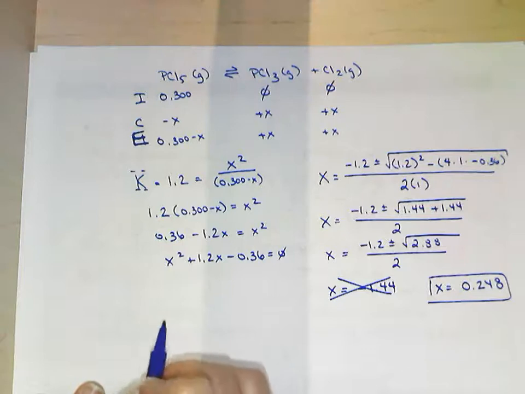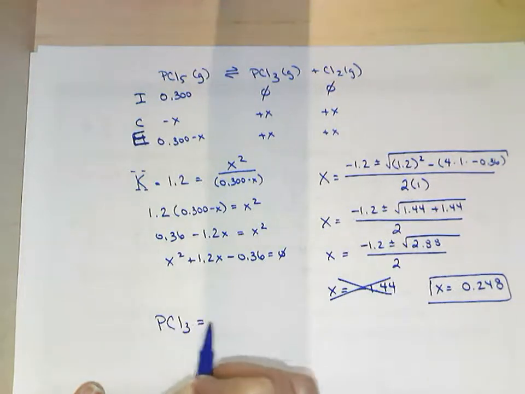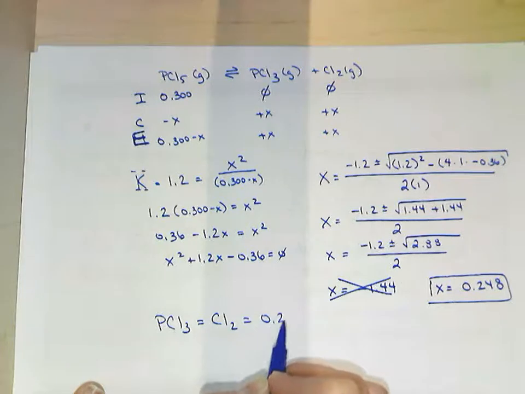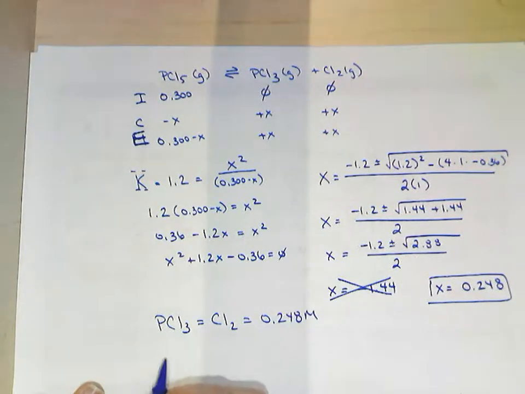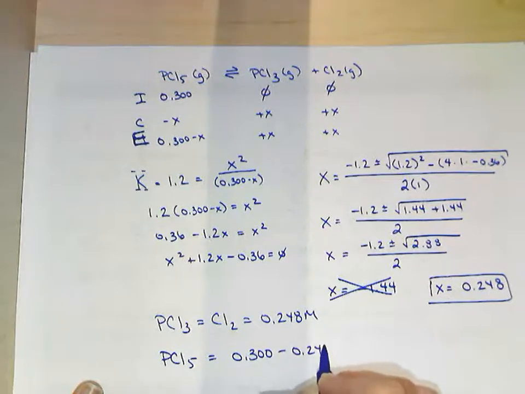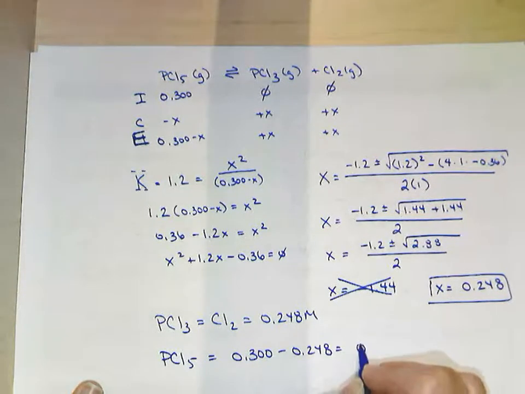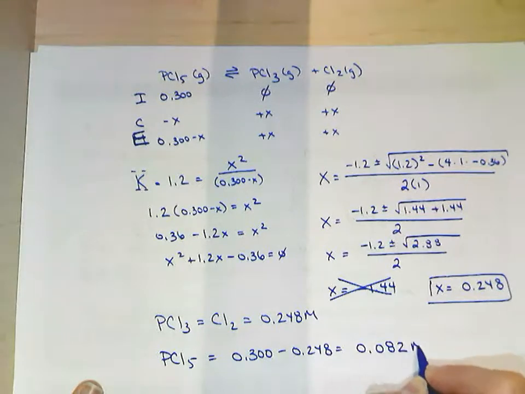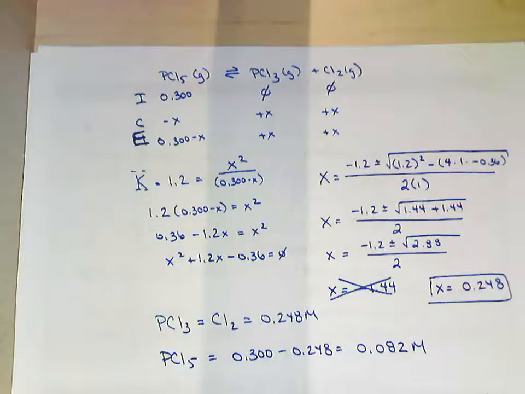which means our equilibrium concentrations of PCl3 and Cl2 are equal to each other and equal to 0.248. And then PCl5 is 0.300 minus 0.248, which gives us a final value of 0.082 molar. All right. So that's how I set up those problems to figure out the final equilibrium concentrations.